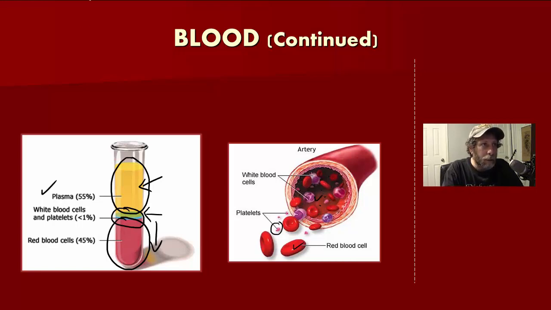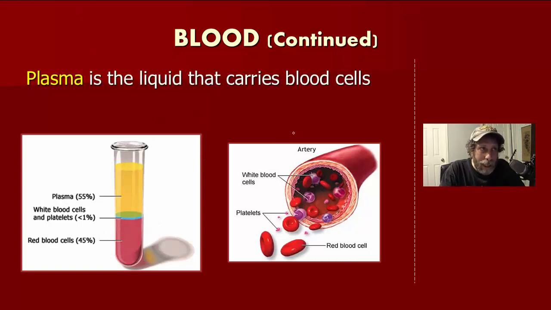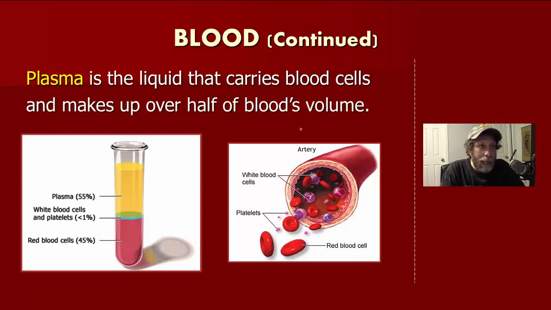So let's write about the plasma. Plasma is the liquid that carries blood cells and makes up over half of blood's volume. So the next time you think about blood, think about the fact that it's not just liquid and it's not just red blood cells, it's not just red, there's lots of stuff going on. Red blood cells, white blood cells, platelets, and plasma.